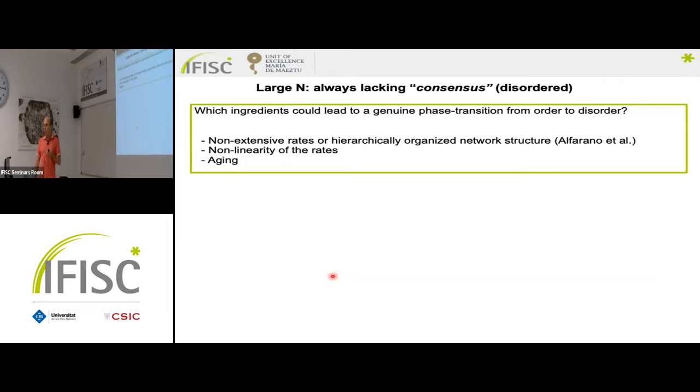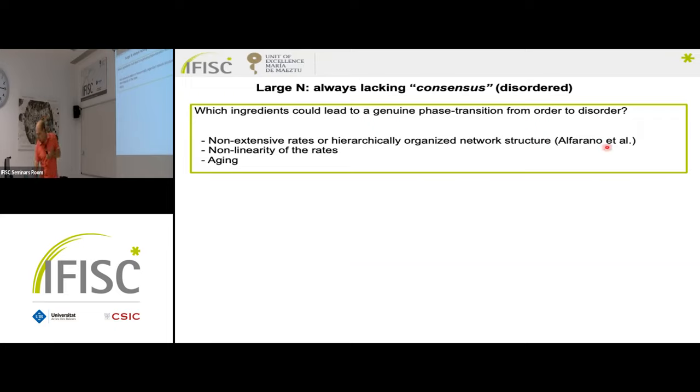So that may be one of the most boring models in the world because it's always disordered. And this is not what is observed. I mean, what is observed in the markets and so on is that you have these activities in which people collectively do the same thing, okay? Even for a large number of people. So what we're going to do is to try to modify this model in such a way that we get a genuine transition from order to disorder. And there have been many attempts to do that, okay?